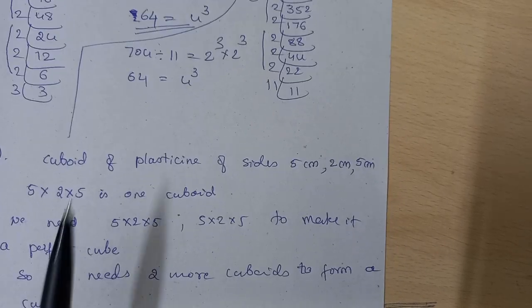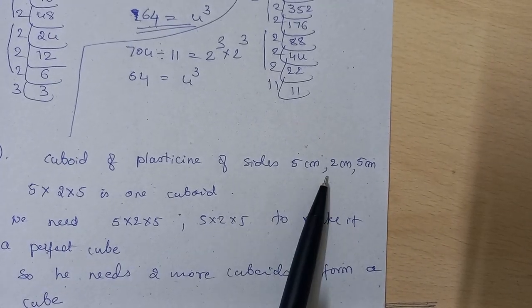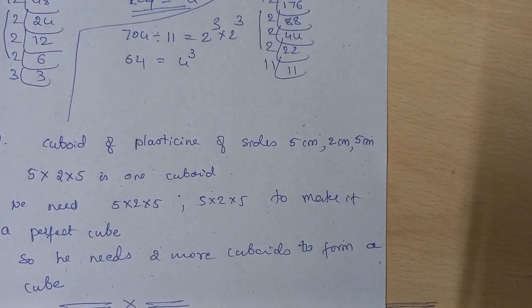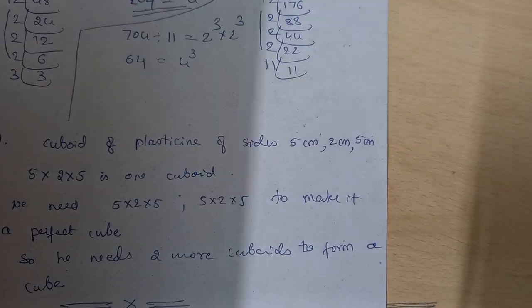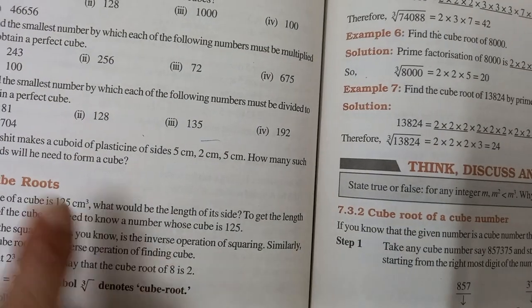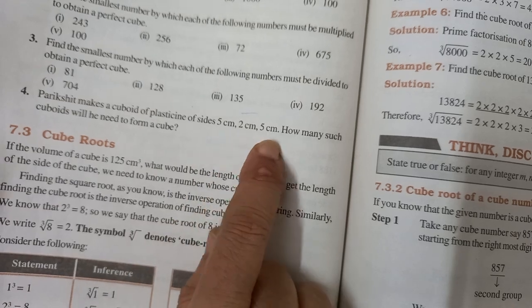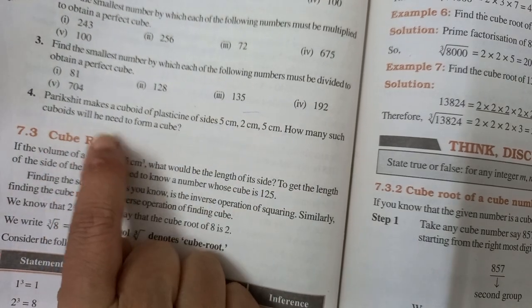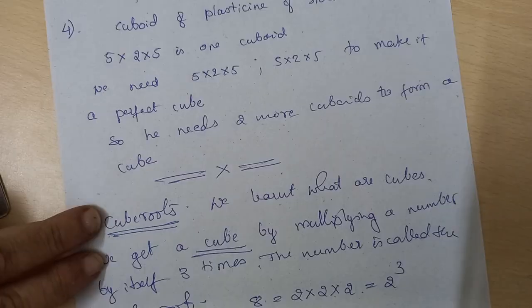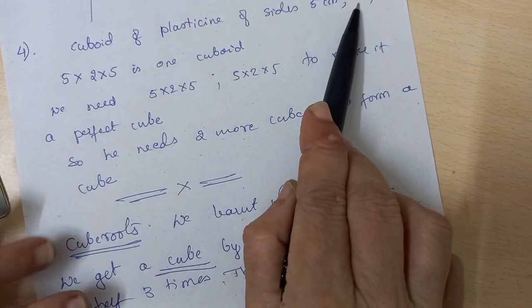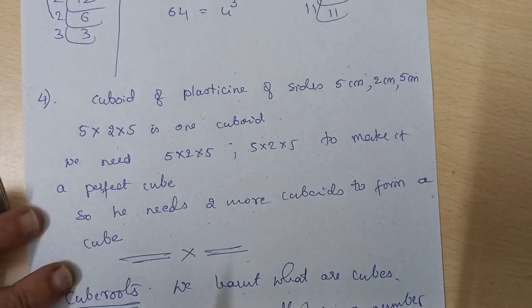Now the fourth one. Cuboid of plasticine of sides 5 cm, 2 cm, 5 cm. What is the fourth question? Parikshit makes a cuboid of plasticine of sides 5 cm, 2 cm, 5 cm. How many such cuboids will he need to form a cube?